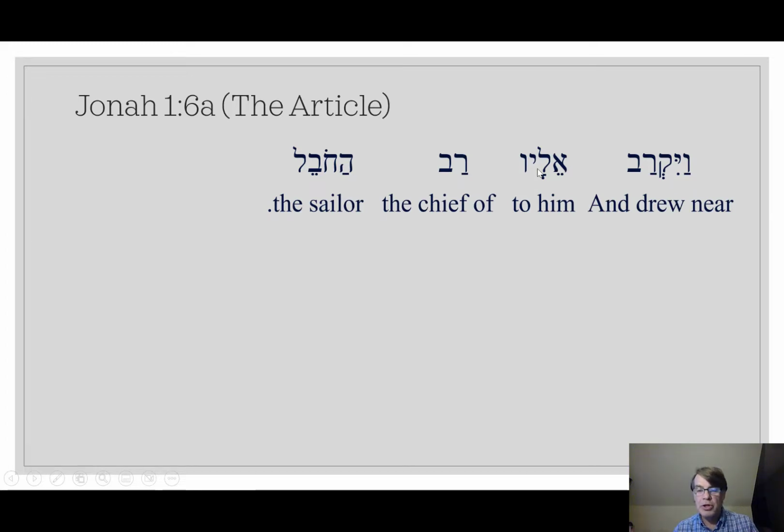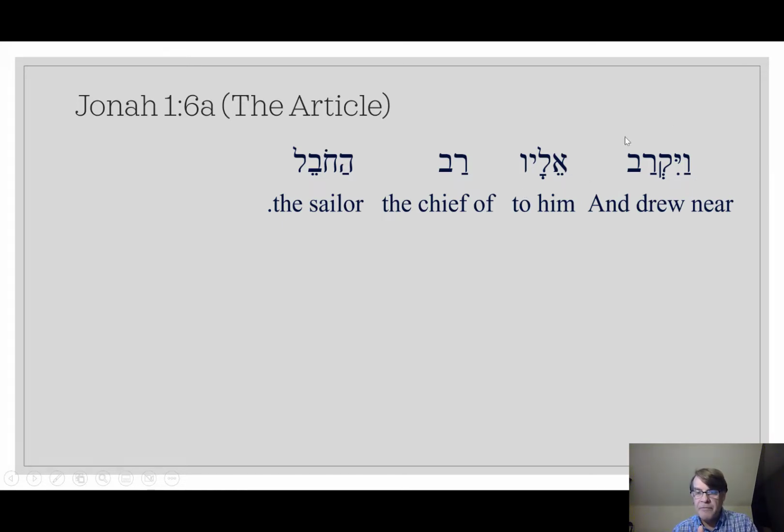To whom? Well, to Jonah. So remember, they're in the boat. The storm's going. Jonah's gone down in the bottom. He's sleeping. Everybody else is like, help me, God, whatever God I have, help me. And the captain drew near to him, to Jonah.